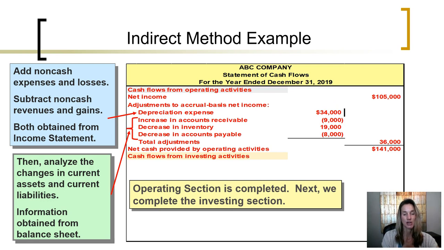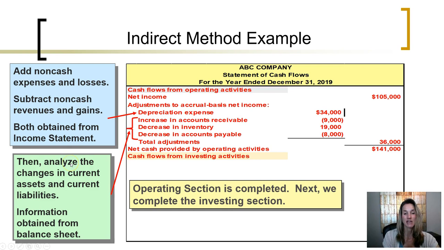That would have been reported on the income statement, and that's where we would have found that reported and gathered that information. We also need to subtract any non-cash revenues and gains. ABC Company did not report any gains or losses within their income statement for the year, so there were no adjustments to net income for those items.